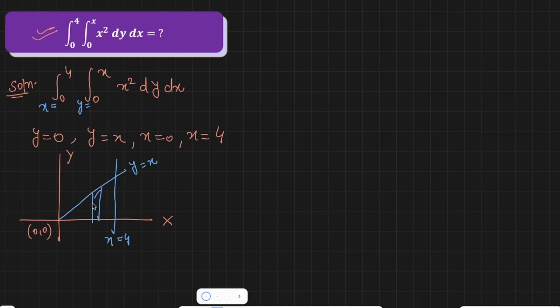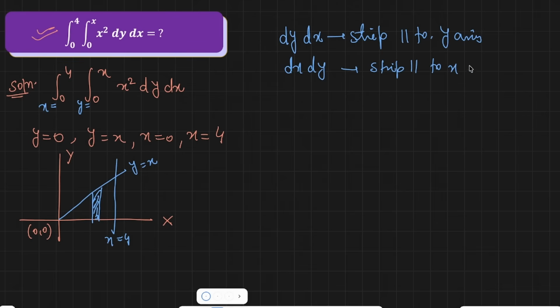And one more thing, I will give you the trick. Whenever it is written dy dx, it means the strip is parallel to the y-axis. If it is written dx dy, it means the strip is parallel to the x-axis. Now see, this is the strip, and this is parallel to the y-axis. It is from 0 to x, and x is from 0 to 4.